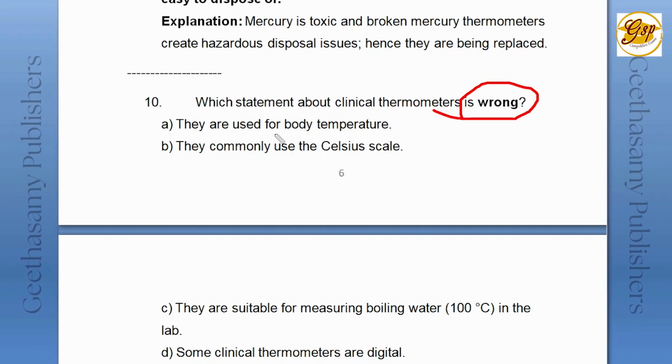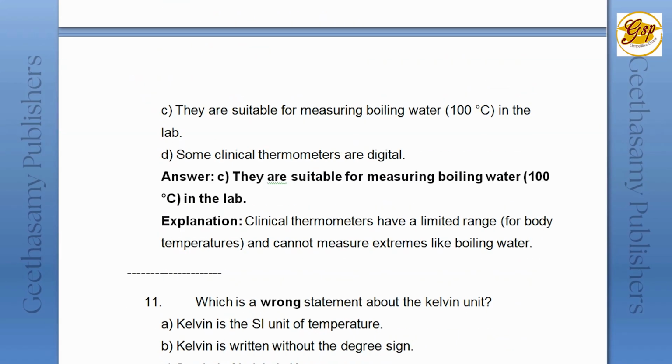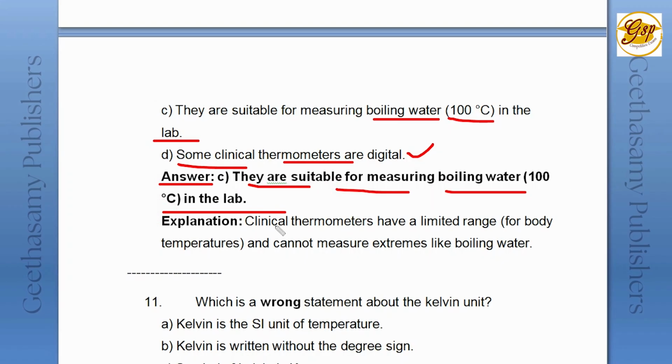Then 10th question, which statement about clinical thermometers is wrong? They are used for body temperature. They commonly use the Celsius scale. They are suitable for measuring boiling water, 100 degrees centigrade, in the lab. And some clinical thermometers are digital. Answer is C. Clinical thermometers have a limited range, for body temperature only, normally 30 to 40 degrees centigrade, so they cannot measure extreme boiling temperature.